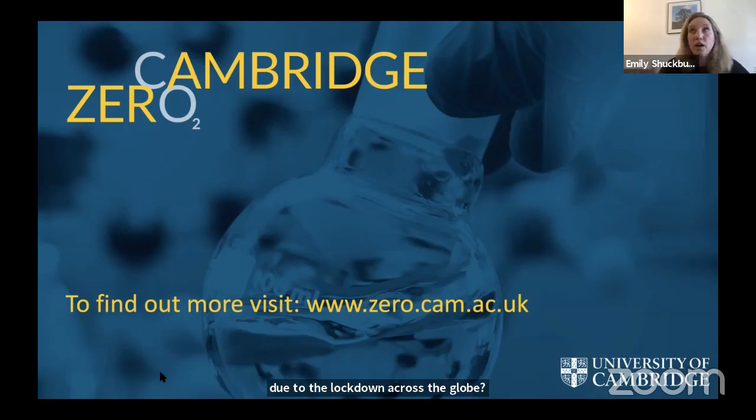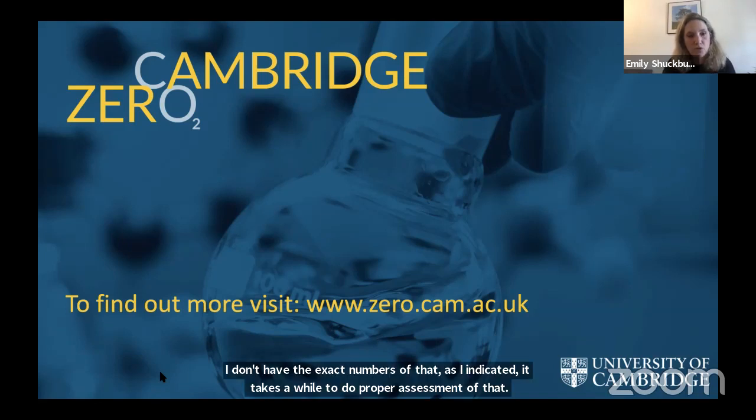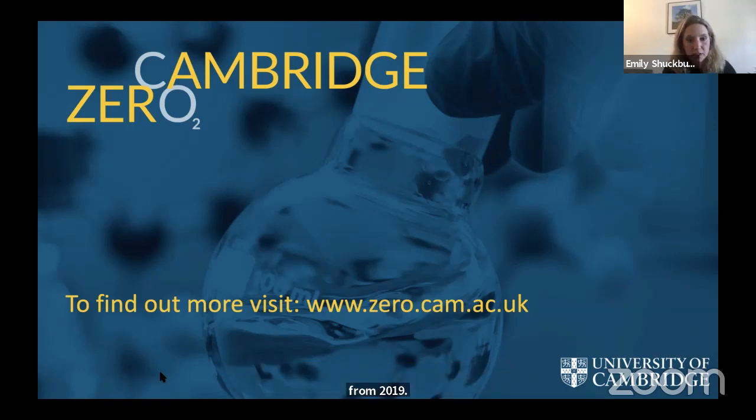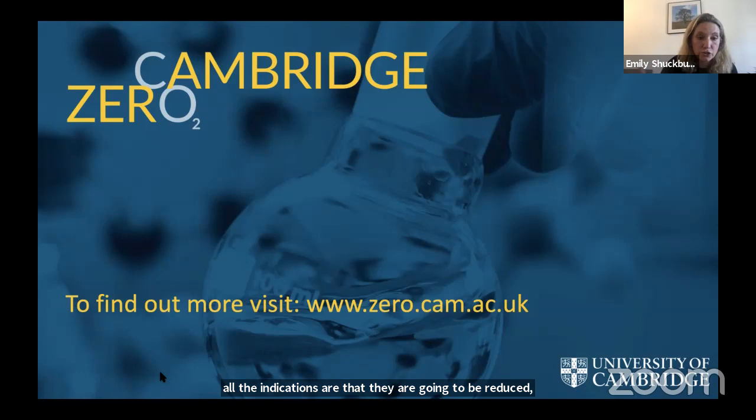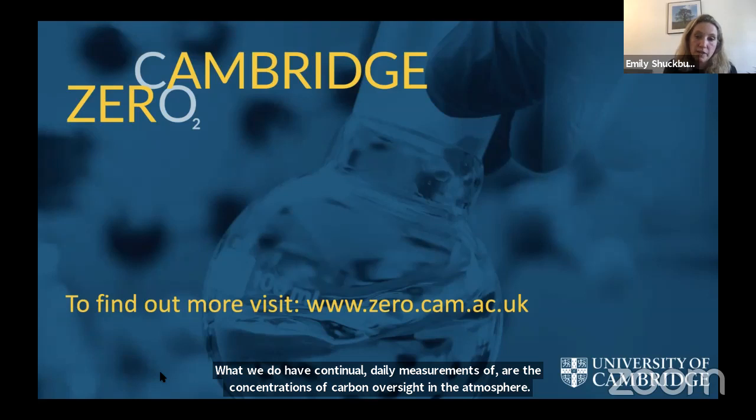Yes, so I don't have the exact numbers for that, because as I indicated, actually it takes a while to do the proper assessment of that. So we've only just got confirmation of what the global carbon dioxide emissions numbers were from 2019. So there's always a bit of a lag, so it's a bit difficult to give a precise answer to that, but all the indications are, as I said, that the emissions are going to be reduced. What we do have continual, daily measurements of are the concentrations of carbon dioxide in the atmosphere, and the concentrations of carbon dioxide in the atmosphere are at their highest level ever. So the daily rates are now up above, at some stages even above 415 parts per million in the atmosphere.